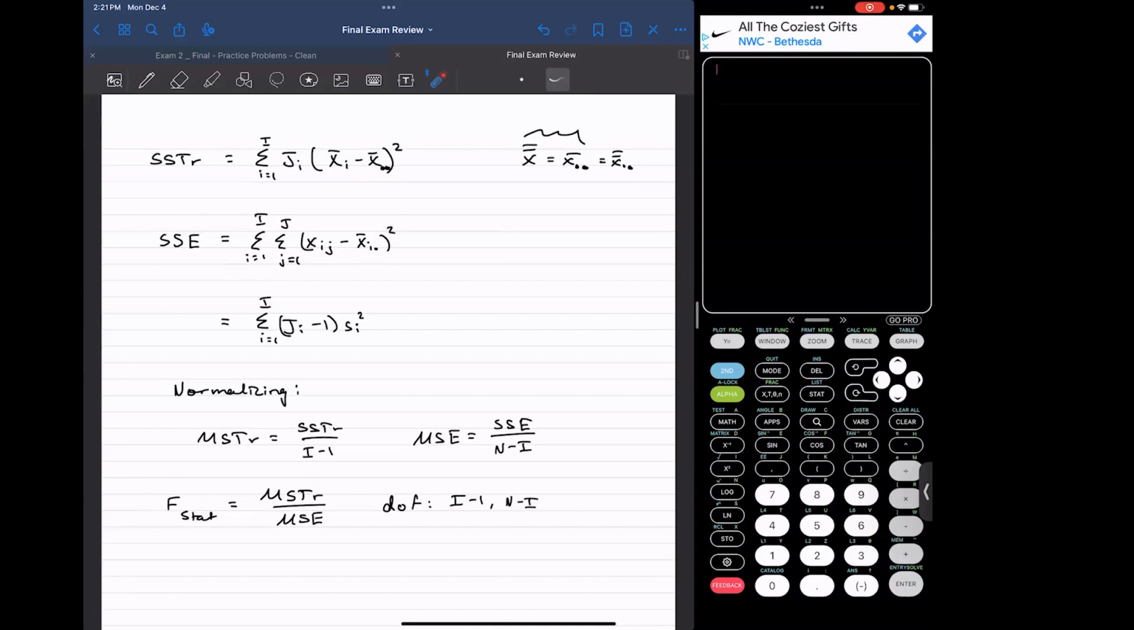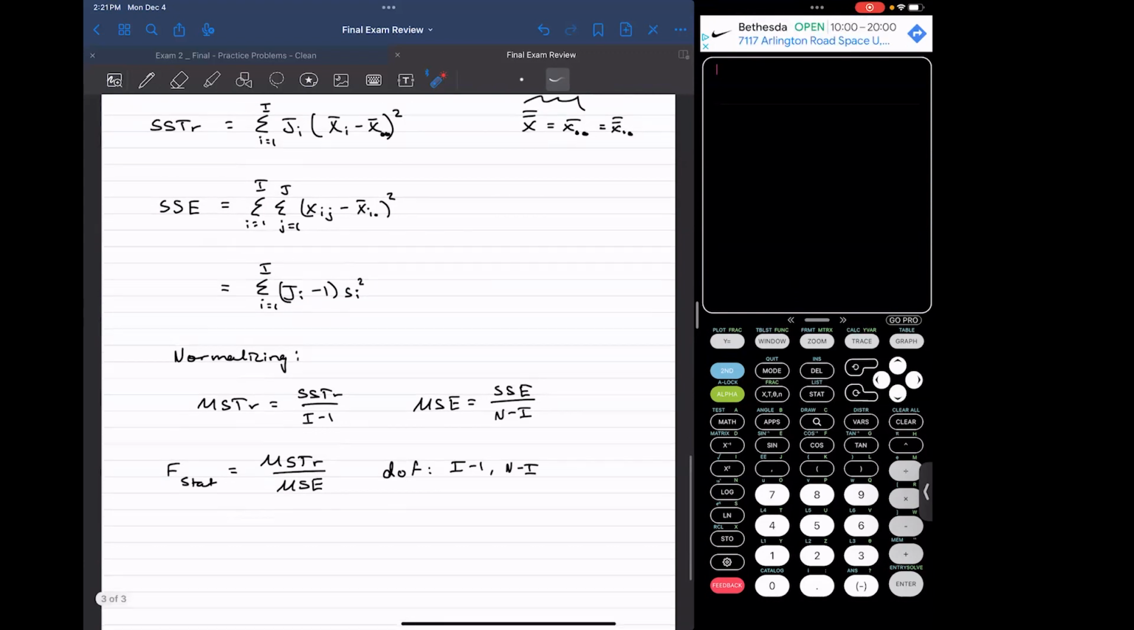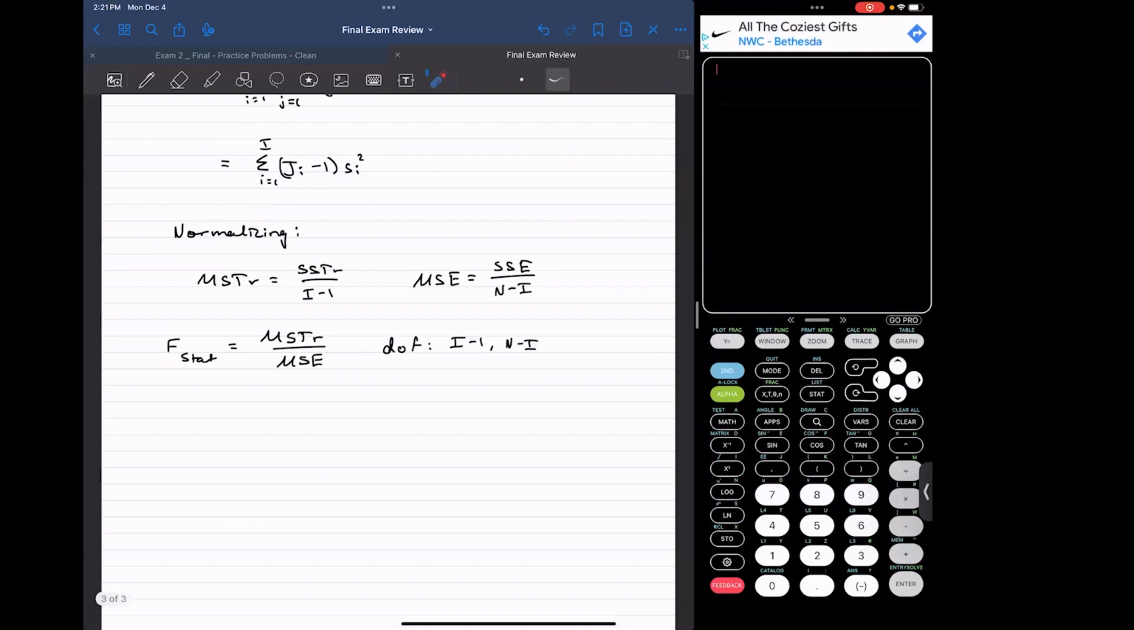So what I suggest doing is using the second equation here, where you find each of the standard deviations or variances of the treatments and then multiply that by the number of samples within the treatment minus one. It's a little bit quicker and you can use your calculator for finding the variances, and I'll show you that in an example problem. The next part is normalizing the SSTR and SSE.